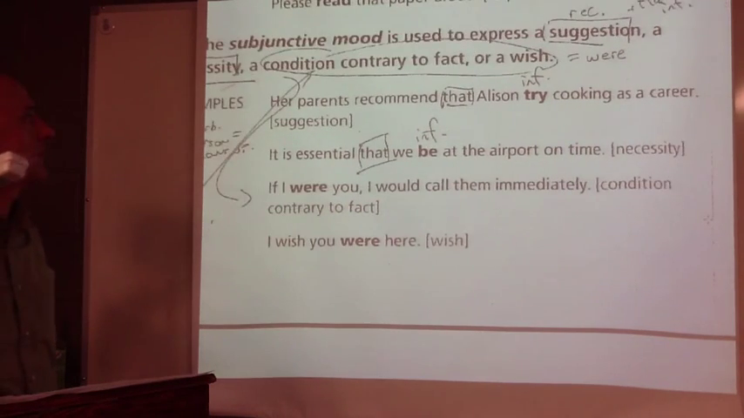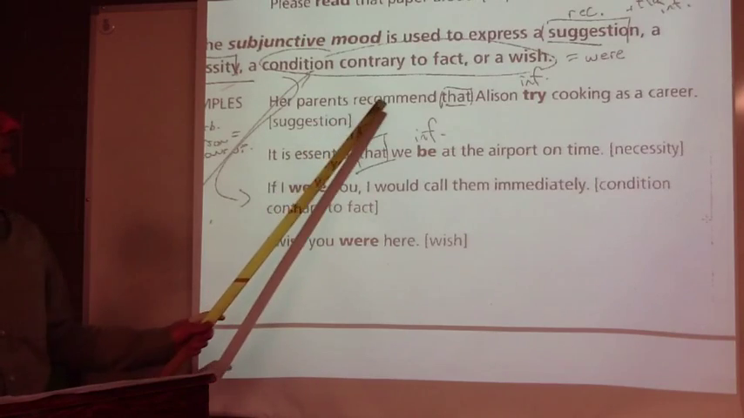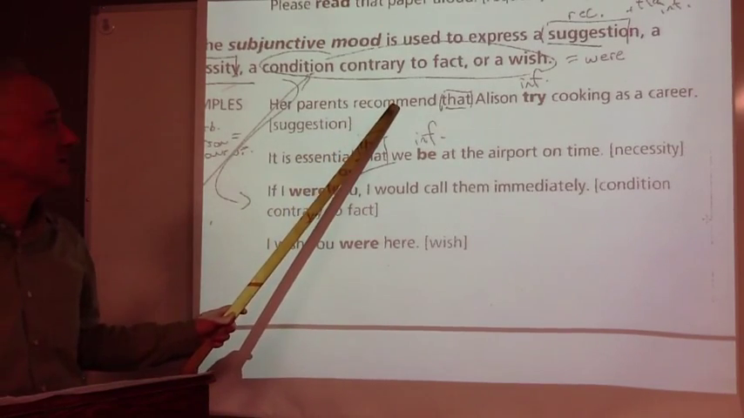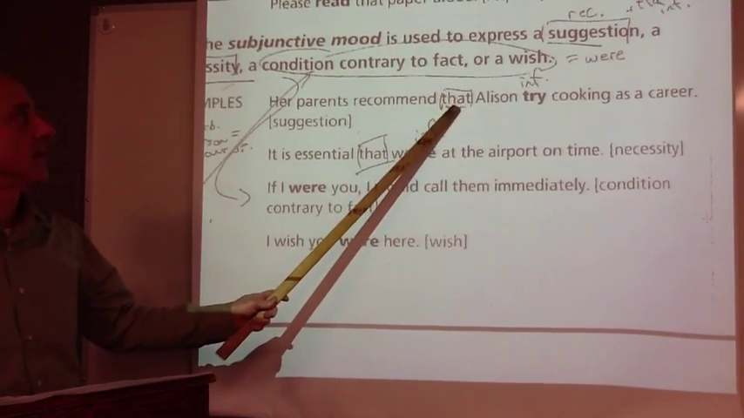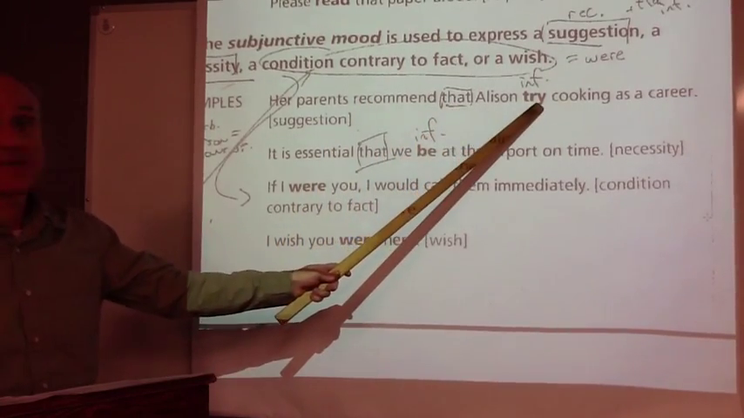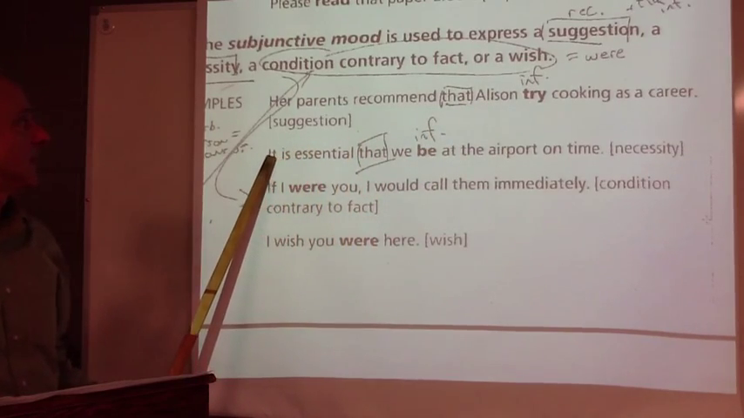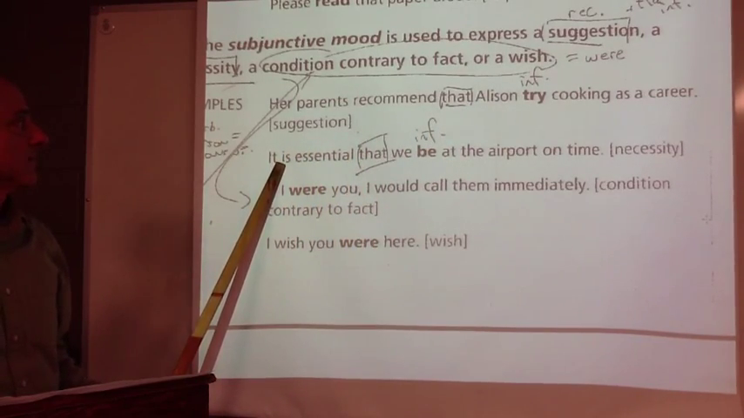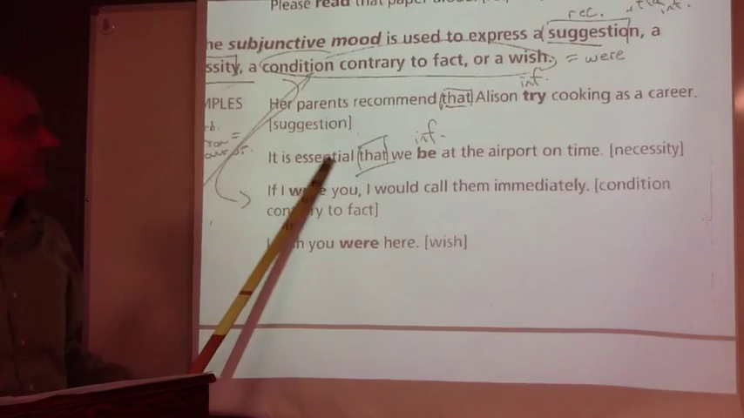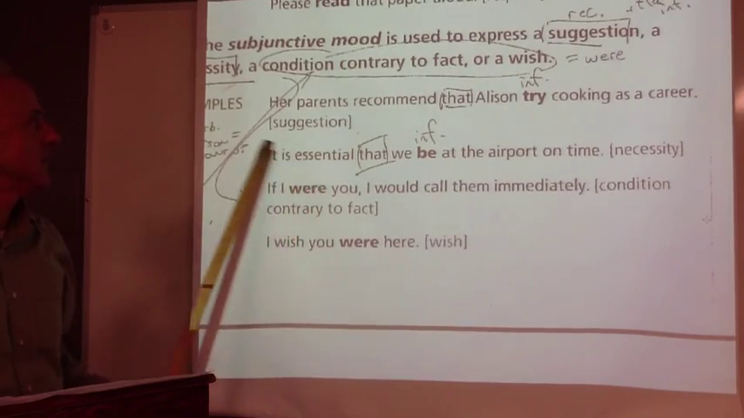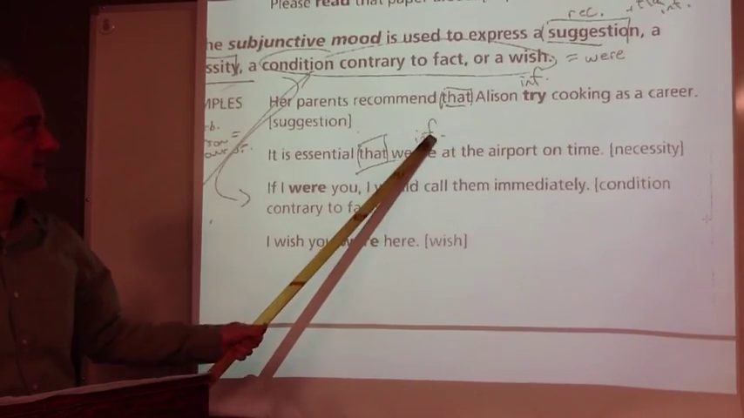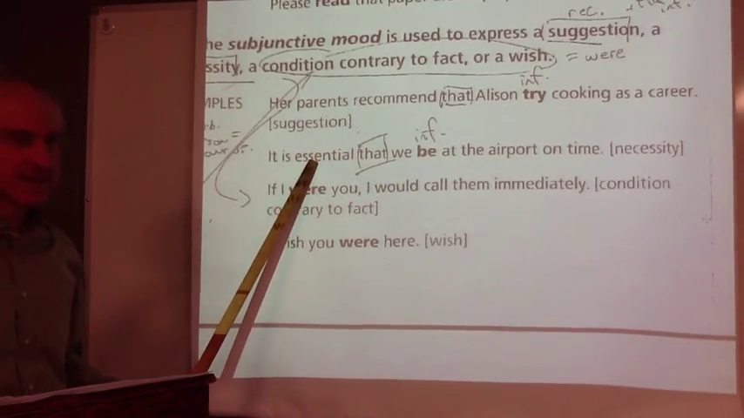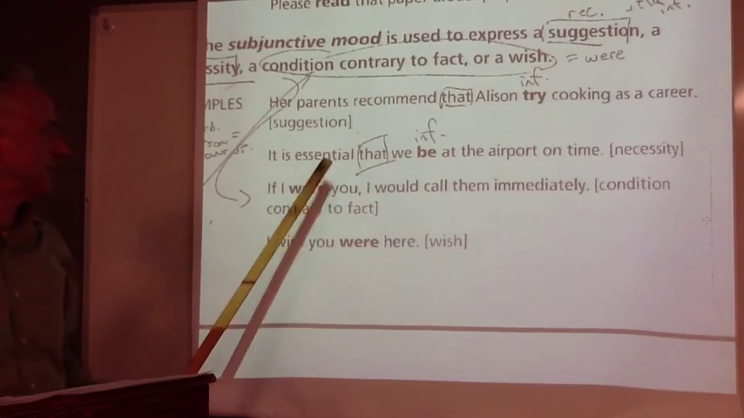So, this really just means wish or desire. Her parents recommend, then I have for subjunctive mood, I have my that clause and my verb stays in the infinitive. Wish or desire, something has a little more emotion in it. It is essential that we be. So be stays in its infinitive form. I know this doesn't sound like a desire or a wish, but it constitutes one.